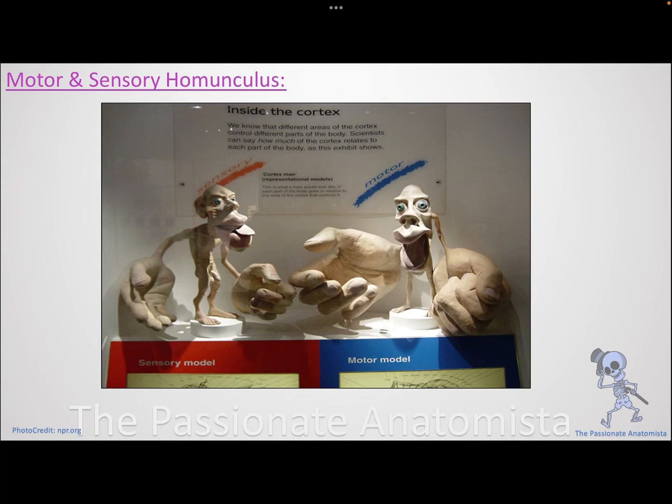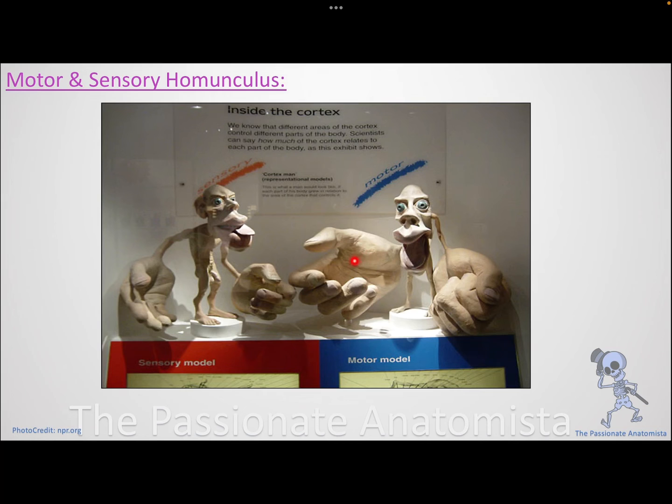All right, so this is just the homunculus, okay? This is the motor and sensory homunculus, which means a little man. I love this picture, although I think it's taken from a museum. I don't know which museum it is. I wish I could visit it.